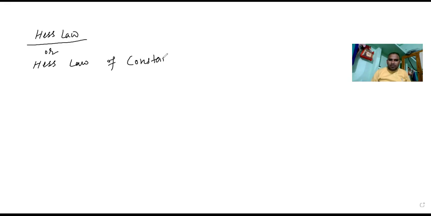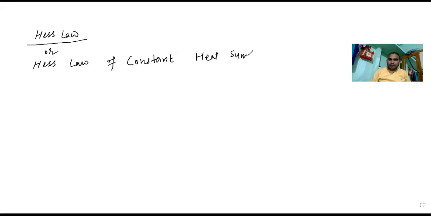Okay, so what we are going to do now, here you see, we are going to study a different law today. The law we are going to study is Hess law. This is also called Hess law of constant heat summation.